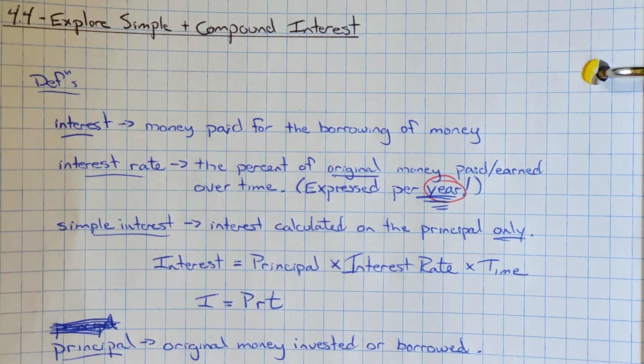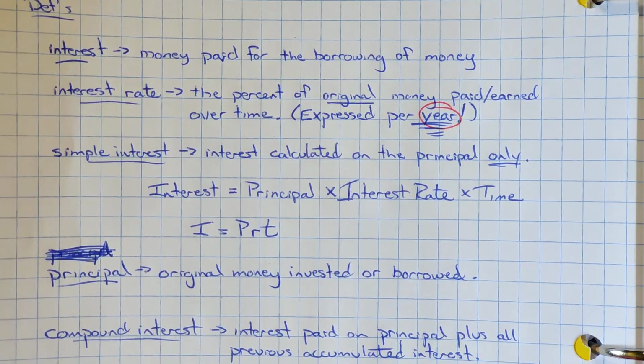Now, simple interest is the simple version of interest. What happens is you calculate the interest on the principal only. So just to jump ahead a little bit, principal is the original money invested or borrowed. So if you borrow $1,000, that's the principal. And then you pay interest on top of that.